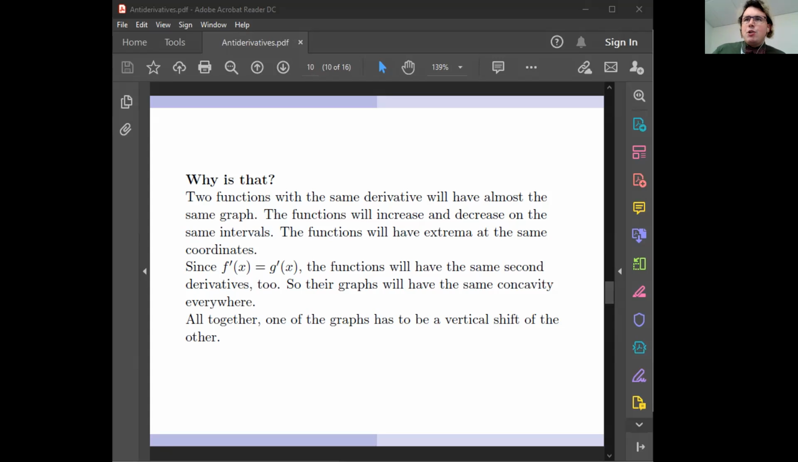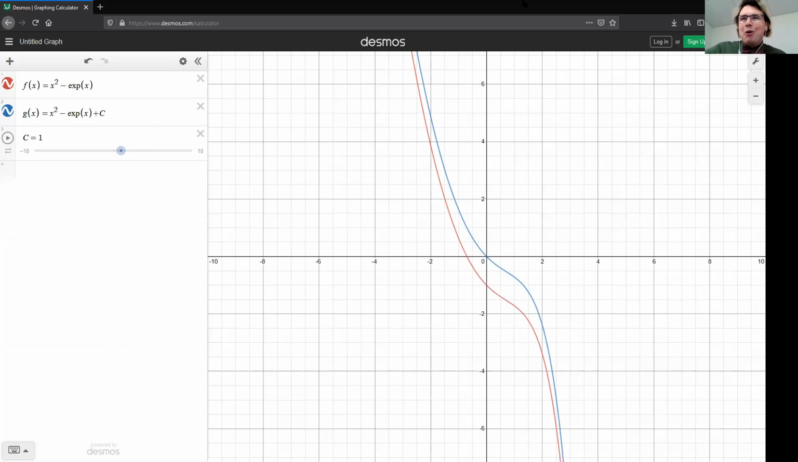So my two different functions will have almost the same graph. All those most important features will still be the same on these things, except one will be shifted up above the other one slightly, or maybe pushed down below the other one.